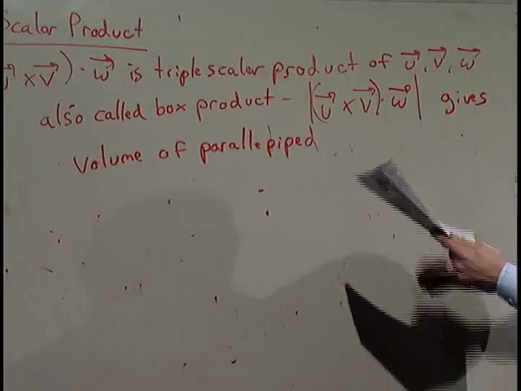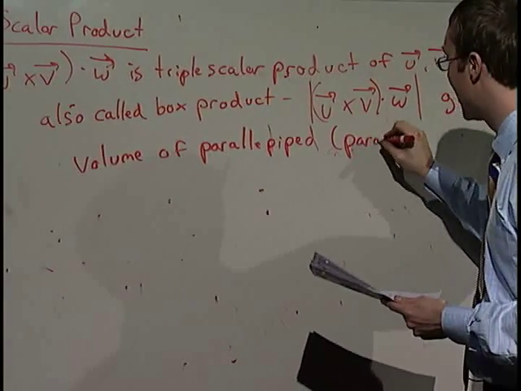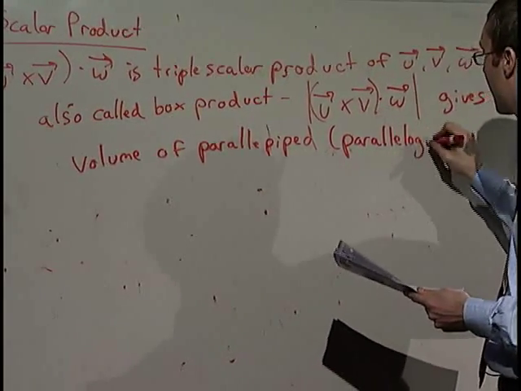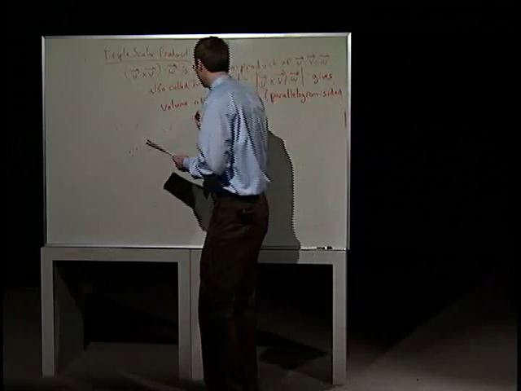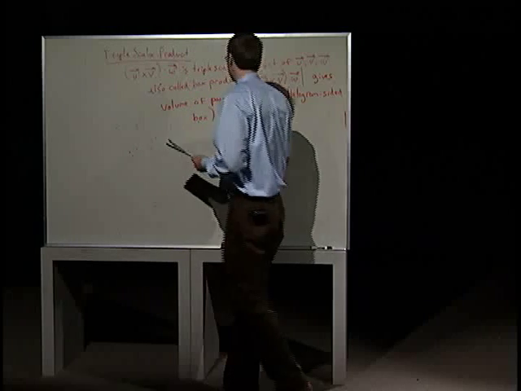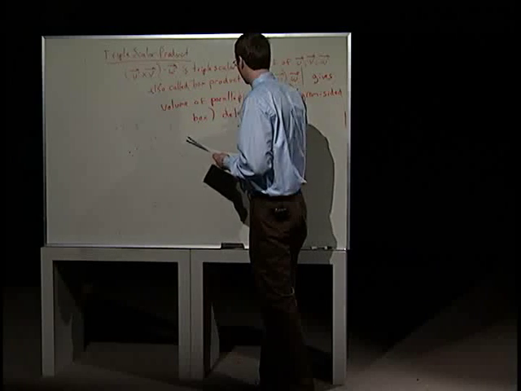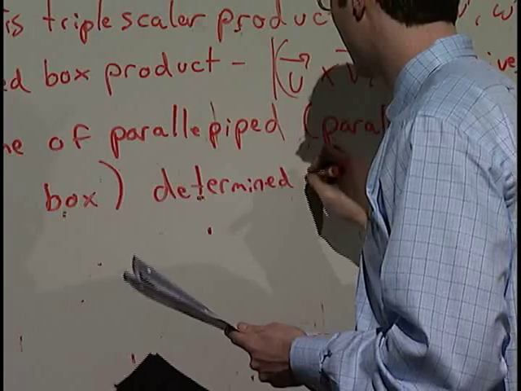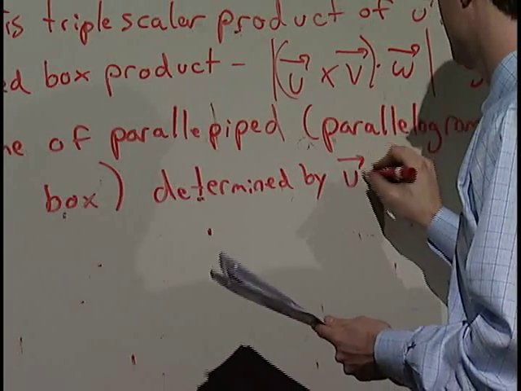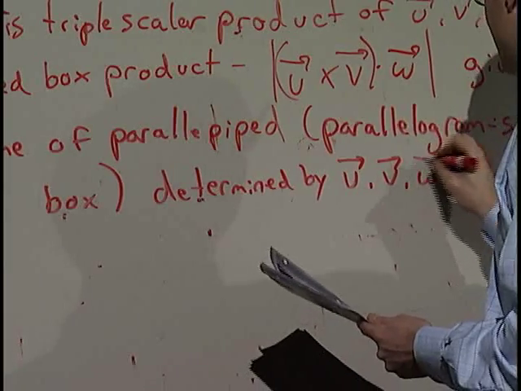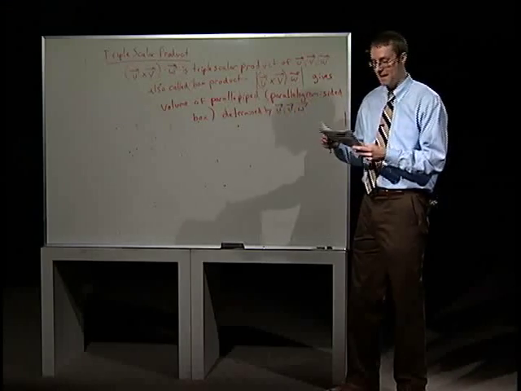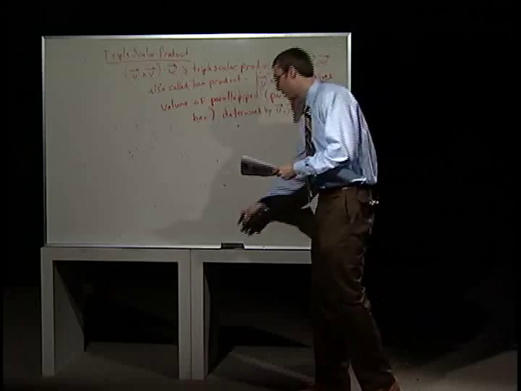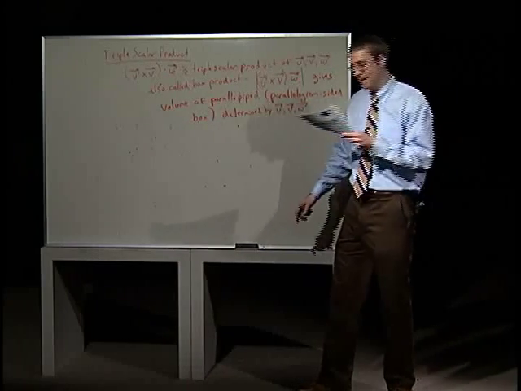All right, parallelepiped, which is a parallelogram-sided box determined by u, v, and w. Okay? So this thing gives the volume of this parallelogram-sided box determined by u, v, and w. All right. Well, what does this mean here? Let's take a look at it for a minute.